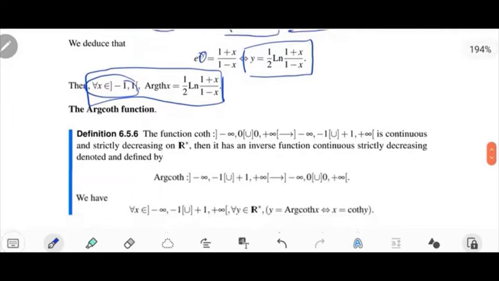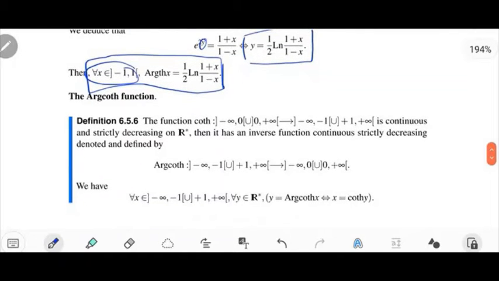Now looking at coth, it's a decreasing function going from (minus infinity, 0) union (0, plus infinity) into (minus infinity, minus 1) union (1, plus infinity). So it has an inverse function, continuous and strictly decreasing as well, but going from (minus infinity, minus 1) union (1, plus infinity) into (minus infinity, 0) union (0, plus infinity).